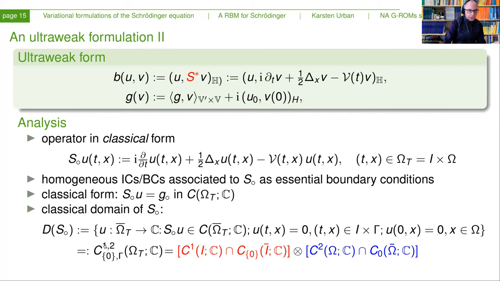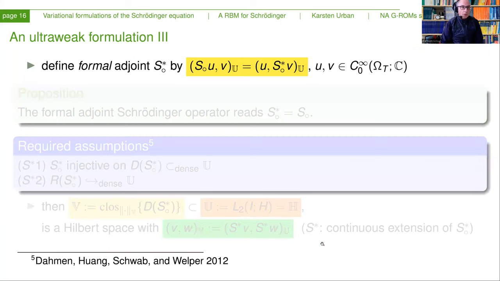So in that notation, we need one derivative in time, two in space. We need homogeneous initial conditions at the left-hand side of the time interval. And we need homogeneous boundary conditions on gamma. And the good thing is that this can be written as a tensor product, namely C1 in time, with initial conditions on the left-hand side, and C2 in space with homogeneous boundary conditions. So that's comparably easy. Good.